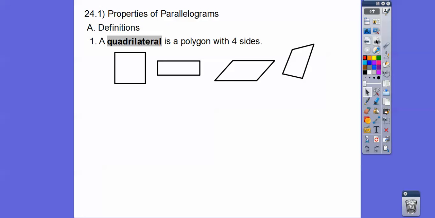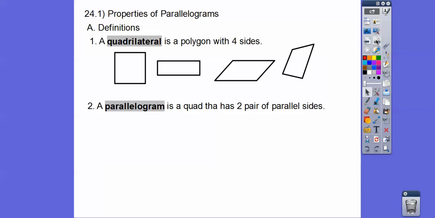Now, a special quadrilateral is a parallelogram. A parallelogram is a quad that has two pairs of parallel sides. Like this one here, this pair is parallel and the top and bottom are parallel. So there are two pairs of parallel sides right there. So this one, or this one, is a parallelogram because there are two pairs of parallel sides.